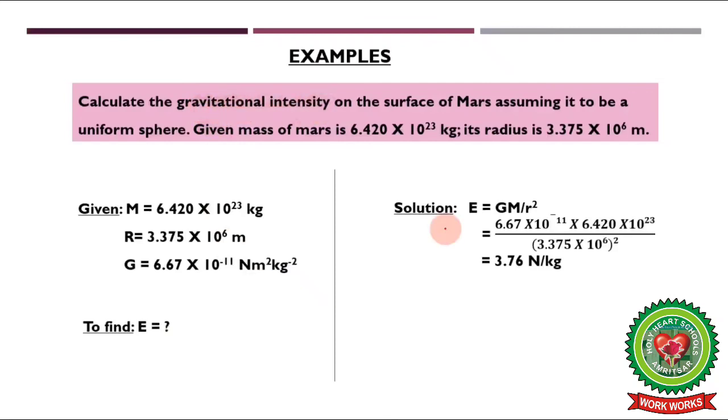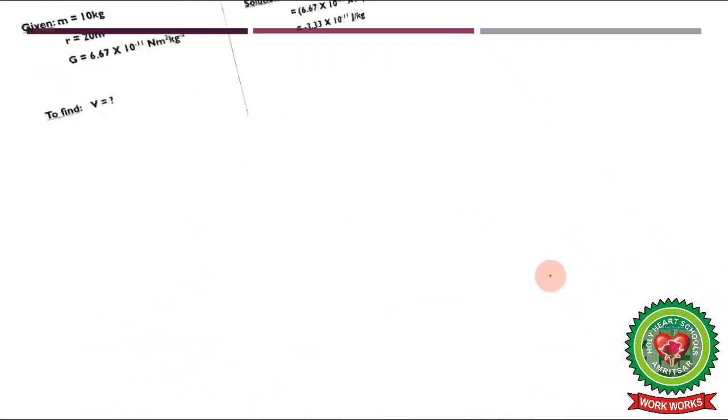And we have to find E, meaning gravitational intensity. Now the solution: E is equal to GM divided by r square. Put the values of G, M and r: in place of G, 6.67 into 10 raised to power minus 11, multiplied by M, which is the mass of Mars, and divided by r square, where r is the radius of Mars. After solving it, we are going to get 3.76 Newton per kilogram.